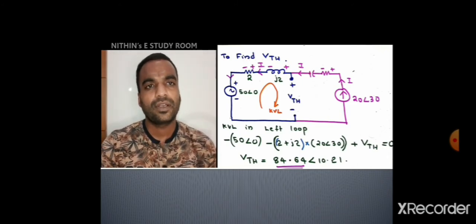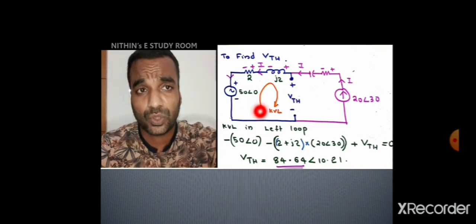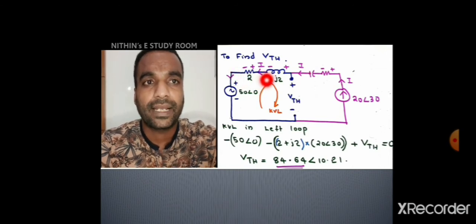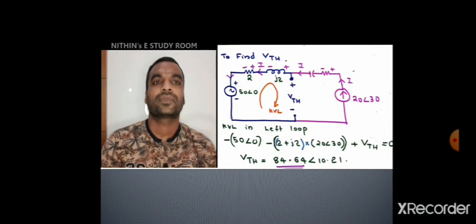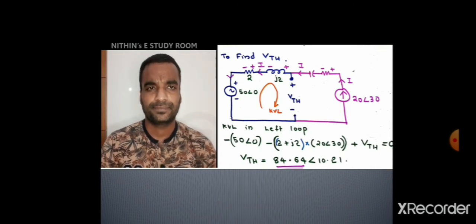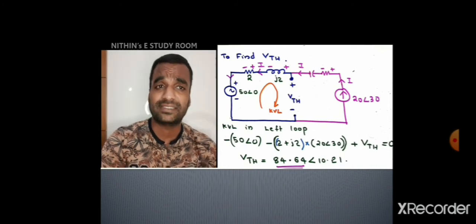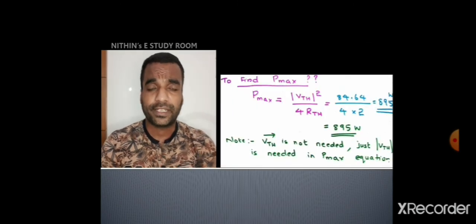Now, as we are applying KVL, the arrow mark direction is clockwise. So minus 50 angle 0, minus 2 into I, minus J2 into I, plus VThevenin is equal to 0. And I is nothing but 20 angle 30. Please substitute. You can solve it simply by using a calculator in complex mode. So VThevenin is equal to 84.64 angle 10.21. You will get the answer directly if you are using a calculator.